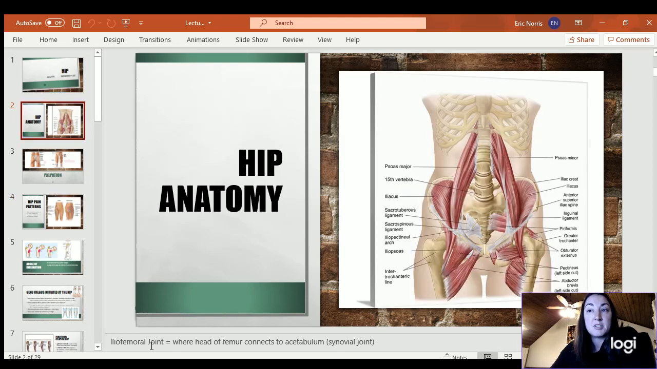One thing I forgot to mention is the hip is in itself called the iliofemoral joint, and it is a synovial joint. It's where the head of the femur connects with the acetabulum. Forgot to mention that on the first slide.